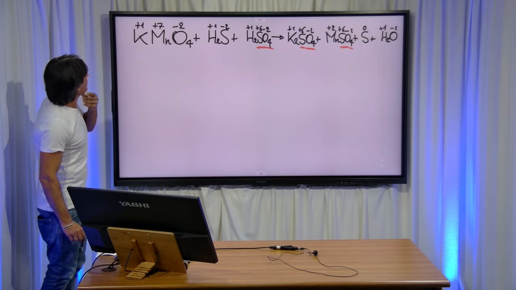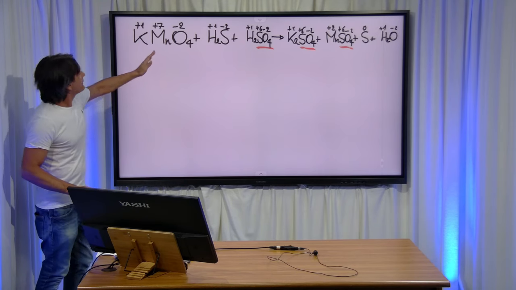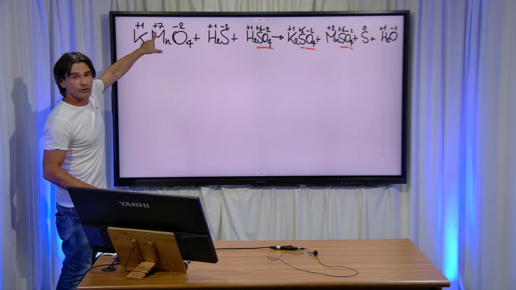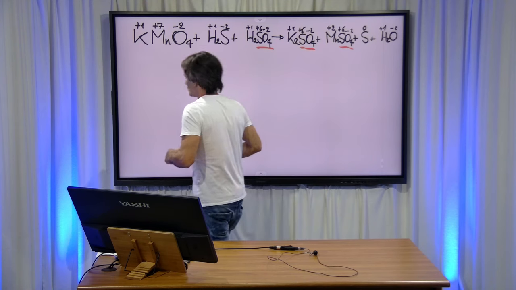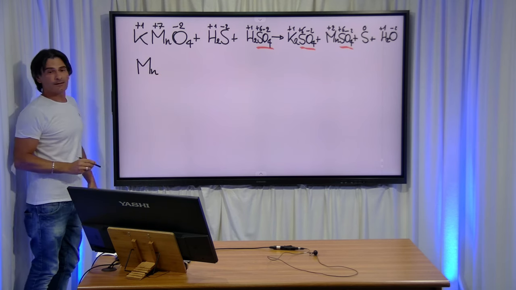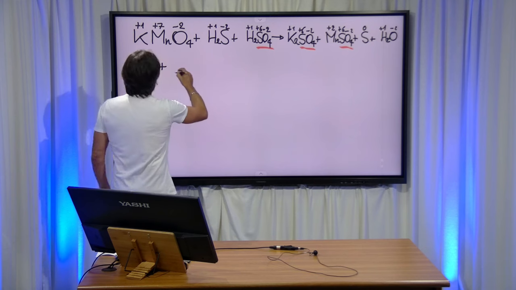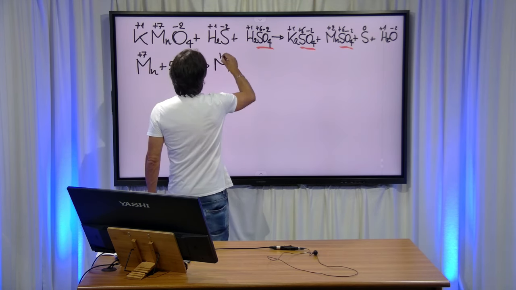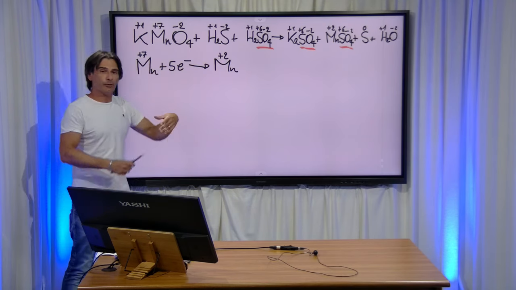Okay, having done this, I can recognize that manganese is reduced during this reaction, because its oxidation number passes from plus seven to plus two. So this element undergoes a reduction. I can write manganese plus seven plus five electrons equals manganese plus two. The electrons are reactants in the reduction, and the manganese plus two is the product of this reaction.